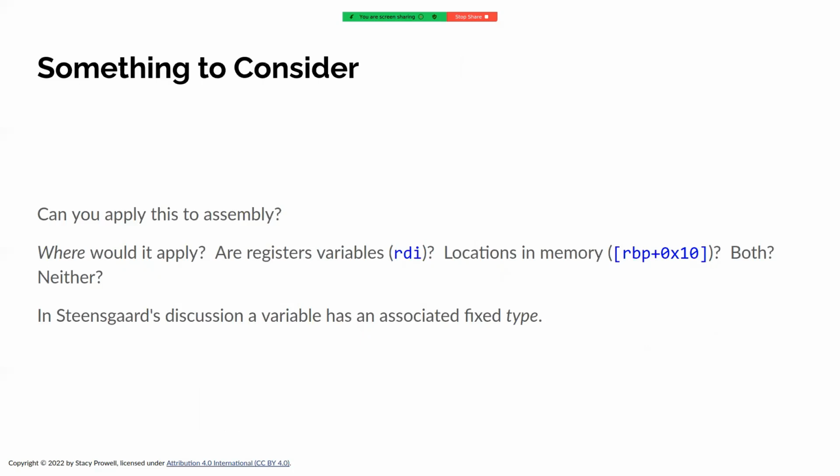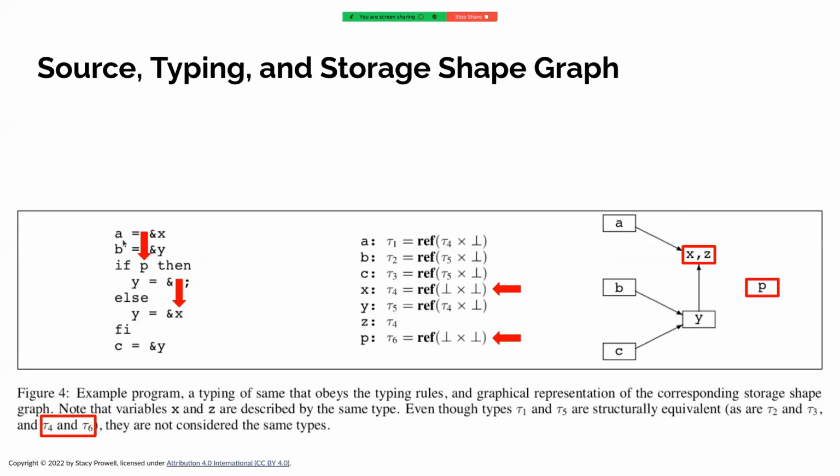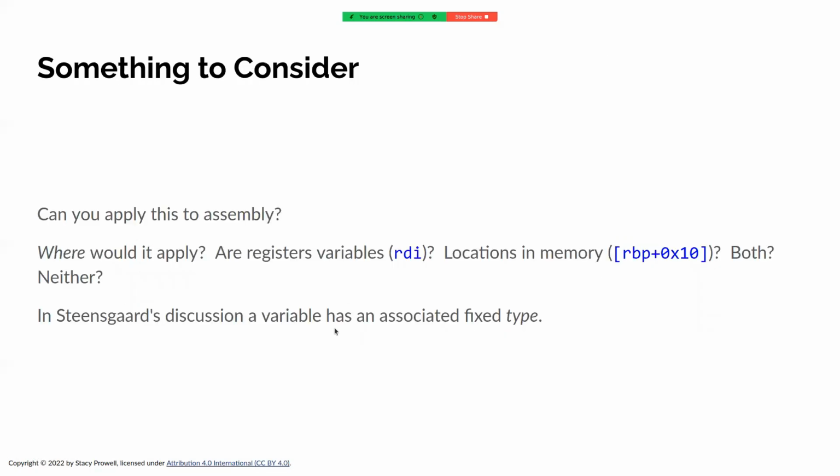So let's think about this for a minute. Could we apply this to assembly? Up here, it kind of made sense, right? We have variables, we have storage locations, we have types. In assembly, how would we apply something like this? Are the registers variables? Are locations in memory variables? Are they both? Should we think of both of them as variables, or neither? Can we think of a register or a location in memory as having some associated type? Does that make sense? They're just bags of bits.